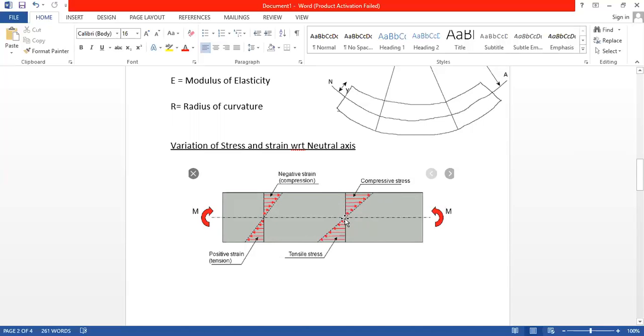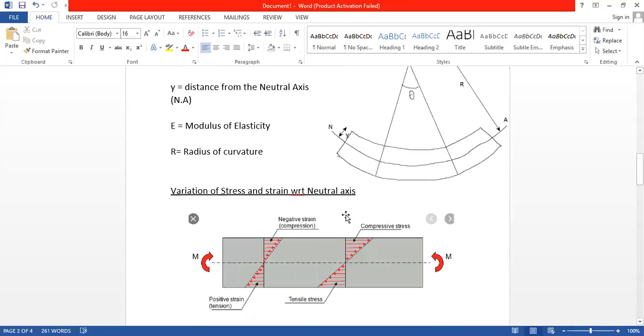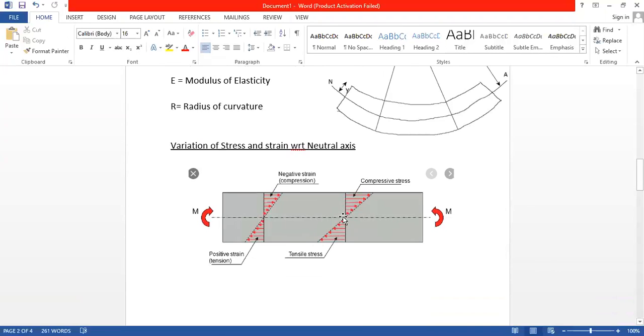So this is what I was trying to explain, that the compressive stress as well as tensile stress is zero at the neutral axis, whereas they are maximum at the top and the bottom fiber of the beam. The same pattern is experienced in the case of compressive strain as well as tensile strain. As we move from the neutral axis towards the top edge or the bottom edge of the beam, the compressive strain and the tensile strain go on increasing.